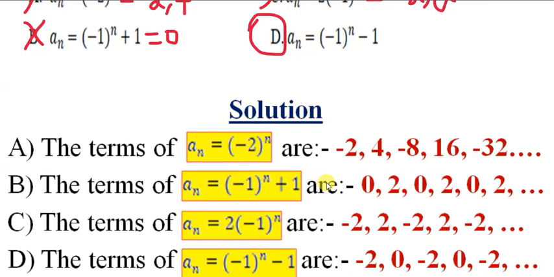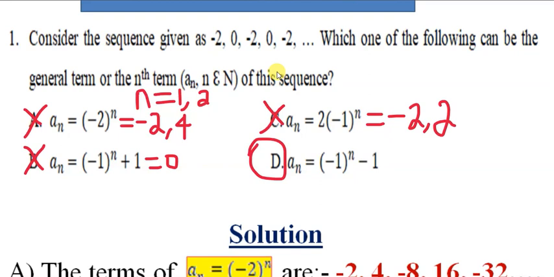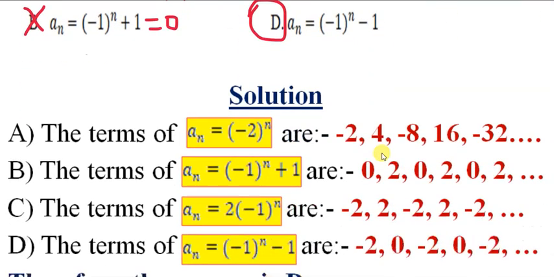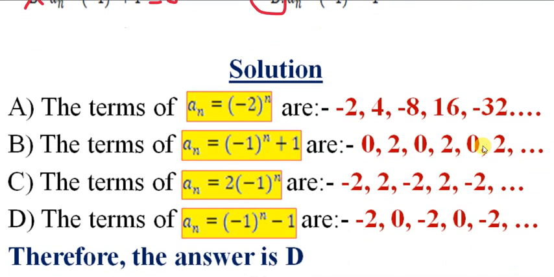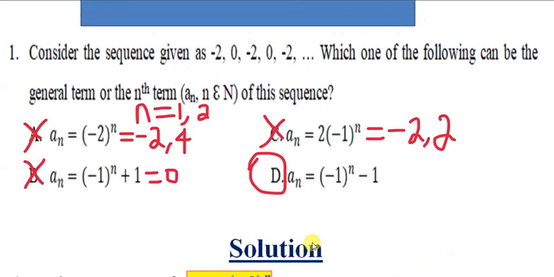And in B, the terms are 0, 2, 0, 2, and so on. But the terms of this sequence are minus 2, 0, minus 2. And therefore, this is also wrong. And in C, as you can see, the terms of An equal to 2 times minus 1 to the power of n are minus 2, 2, minus 2, 2, and so on. And it is not equal to the given sequence. And in D, the terms are minus 2, 0, minus 2, 0, minus 2, and so on. Therefore, the correct answer should be D, the one found in D.